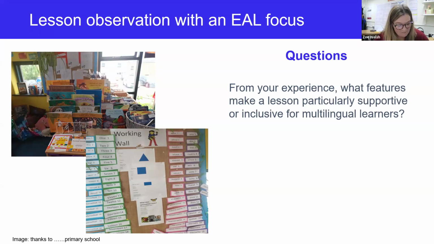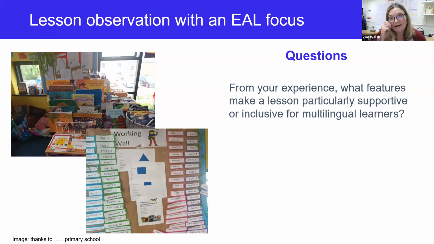I think that a lesson that's supportive for multilingual learners will always have some aspect of a dual language. It could be that the key vocabulary is prepared in advance and translated for multilingual learners. It might be that you ask multilingual learners just to have a think about how you would say those key words in their own language. They might share them with a buddy.